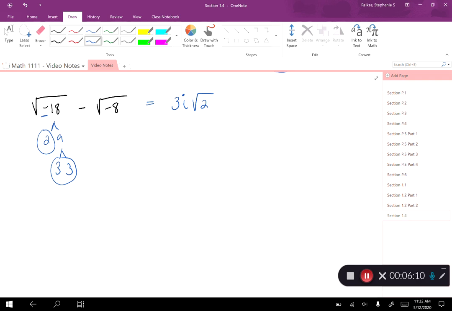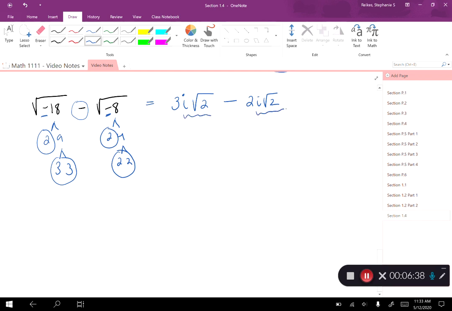Let's repeat with 8. 2 and 4, 2 and 2. I have a pair of 2's with the 2 left over, and I have a negative, so that is going to become 2i root 2. And remember, I'm subtracting, so minus sign there. And now I have 3i square root 2 and 2i square root 2. So those two guys are now exactly the same.